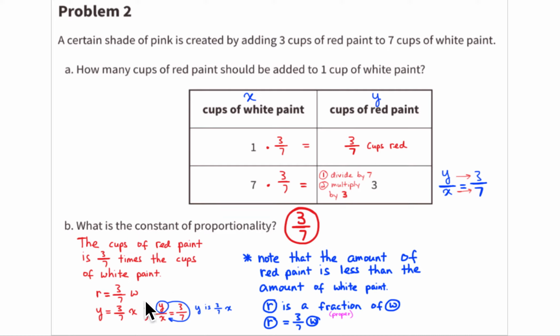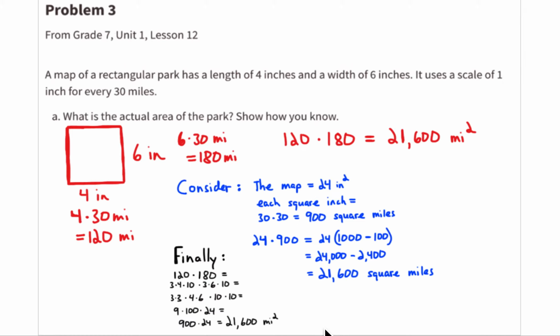You use 3/7 of the amount of white paint that you use. So red is equal to 3/7 the amount of white. y is equal to 3/7 x. So this y value on this side is 3/7 of this side, the cups of white paint. So anything over here times 3/7 is going to give you the amount of red paint that you need. Note that the amount of red paint is less than the amount of white paint. It is a fraction, a proper fraction in this case, of white paint. It gets smaller. So the amount of red paint is equal to 3/7 the amount of white paint.